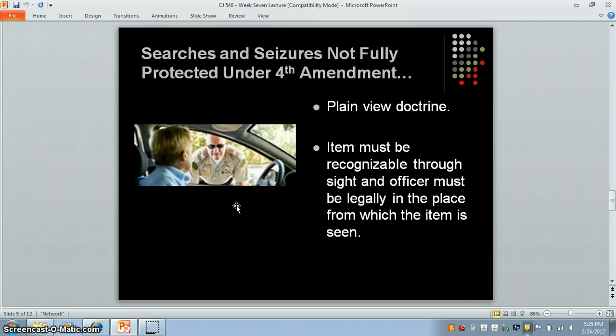Plain view has 3 requirements. First, the officer must have an awareness of the item through the sense of sight. Also, the officer must legally be in the place from which the item is seen. And finally, it must be apparent that the item is subject to seizure. So, if, for example, an officer pulls over a driver and sees a marijuana cigarette in the ashtray, this can be seized and used as evidence in a criminal trial.